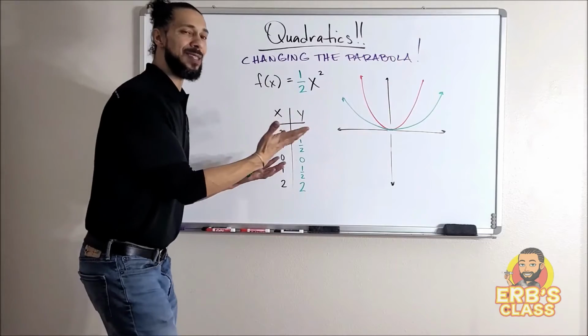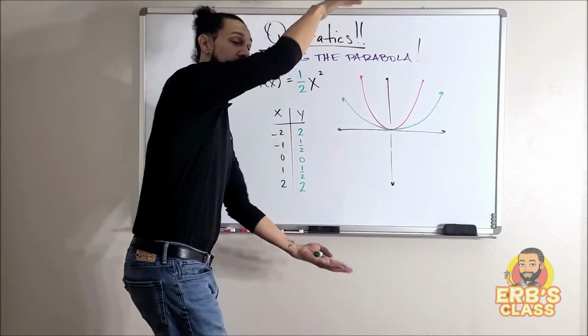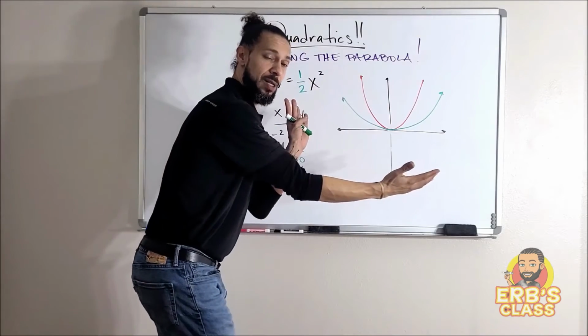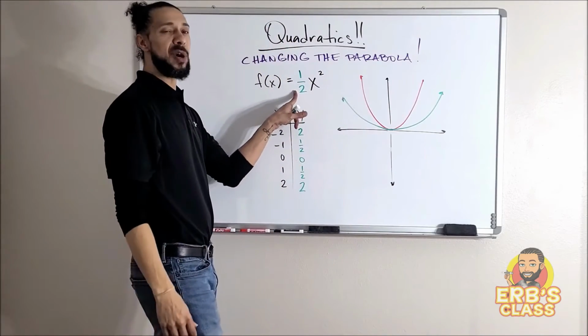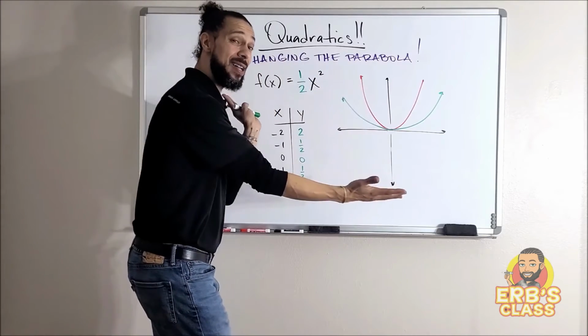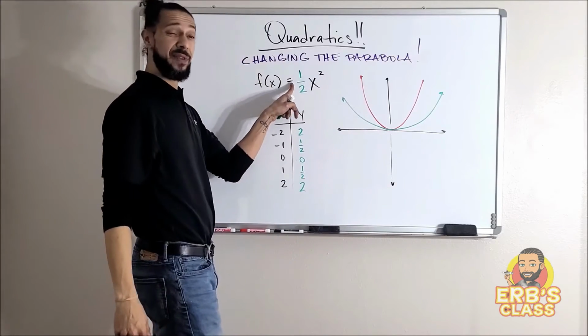So now instead of being stretched, I'm actually smashing it down a little bit, right? So it's wider. So wait a minute. If I change this number to 2, it gets skinny. If I change it to 1/2, it gets wide. If I change this to negative, it flips upside down.